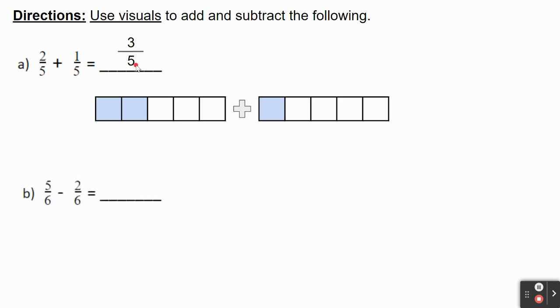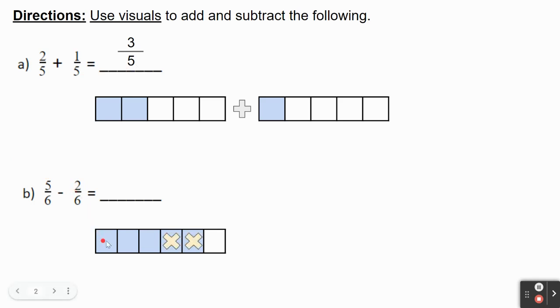Let's go ahead and start a subtraction problem. Here we have 5/6 minus 2/6. First, we're going to represent 5/6 using a visual model, so we have 5 parts shaded out of 6. We're going to cross off 2 of those parts since we're subtracting 2. So we're going to cross off 1, 2 parts.